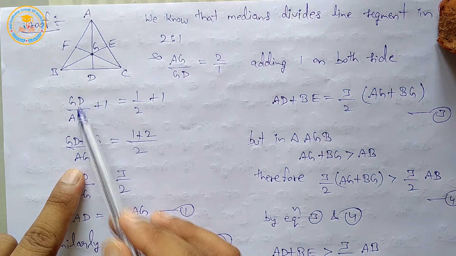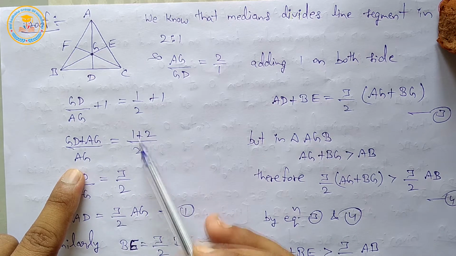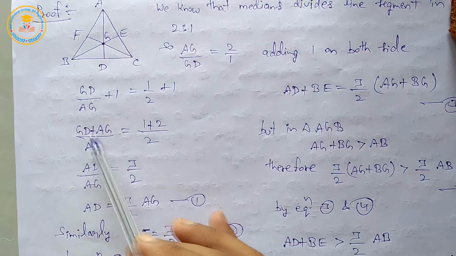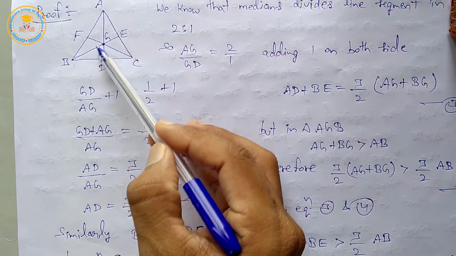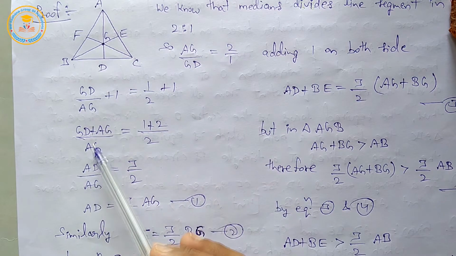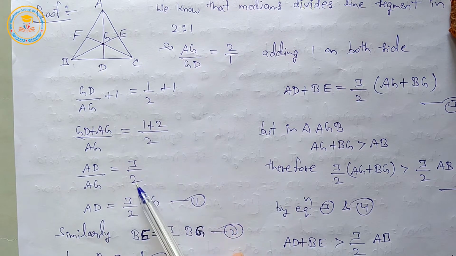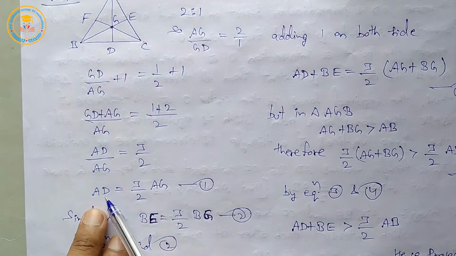So the value of AD equals 3 by 2 into AG. This is equation first. Similarly, we calculate the value of BE. According to the previous step, first calculate AD, then calculate BE.